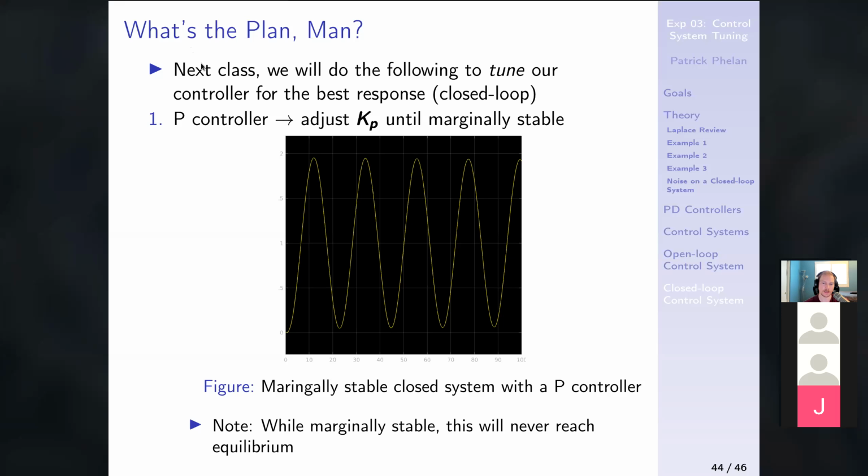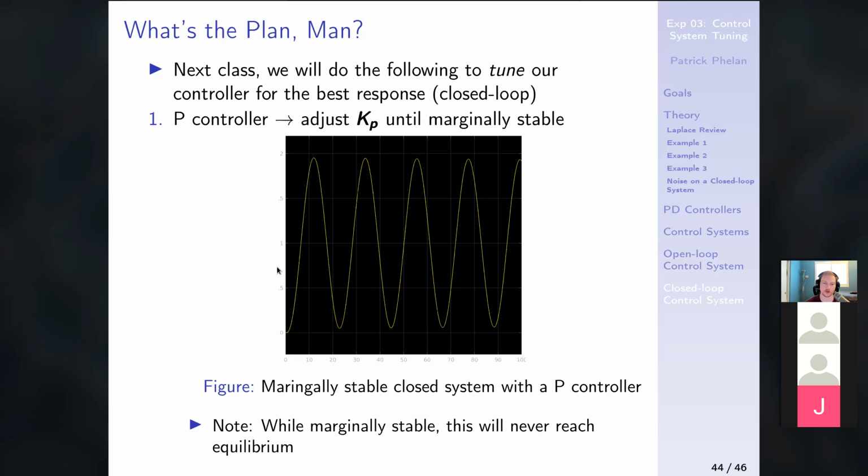All right, so what's the plan? This is going to be for our experiment, right? We're going to talk about it in more depth next class. So this is what we're going to do. This is when we're getting our marginally stable system. We start out with our P controller, or just our proportional controller, and we're going to adjust Kp, that proportional gain value, until our system is marginally stable.